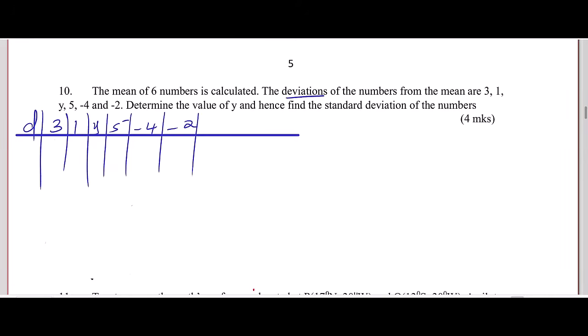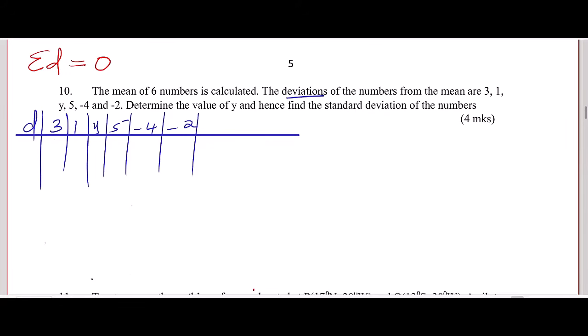So you're required to find the value of y. You don't have it here. So what are you supposed to know? One thing that will help you is the concept that the sum of the deviations from the mean is equivalent to 0. When you add all these deviations, they're supposed to give you 0.